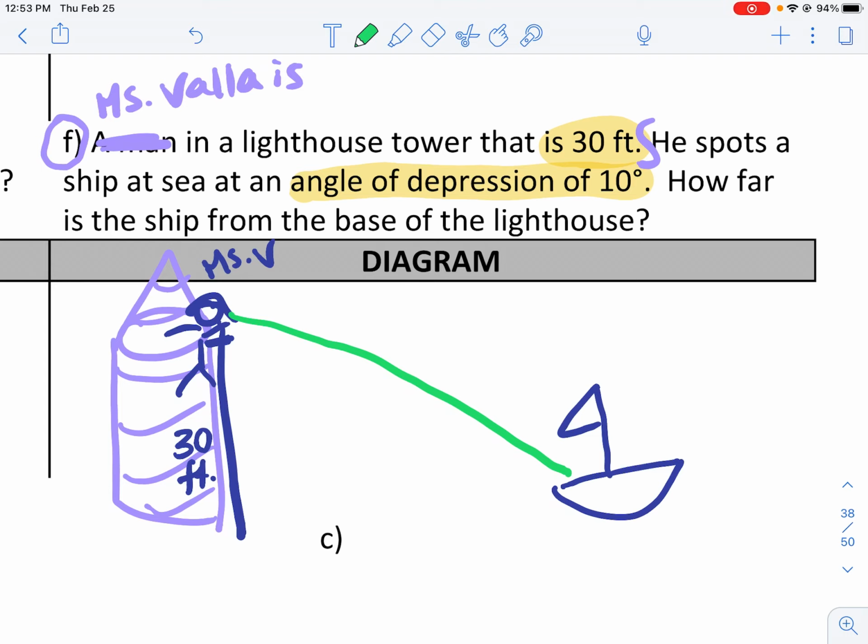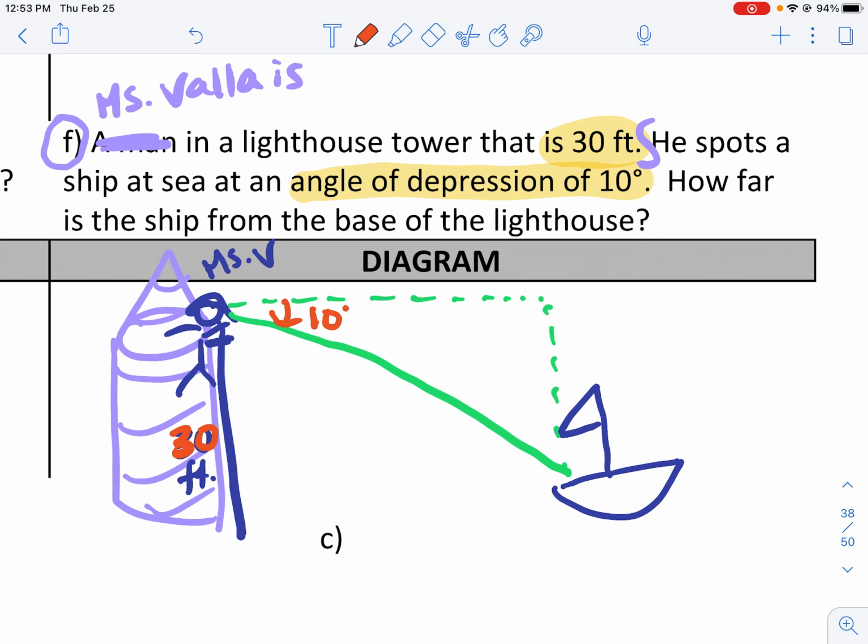Now she sees the ship, right? Angle of depression means we're actually not going to draw a triangle up. We're going to draw a triangle that's going almost down, right? This angle is what she sees from here to here. That's our angle of depression. She's looking down at the boat, right? Okay. Yep, right there, guys. Sorry, I had to play around with it. So if you look here, let's put in the numbers we know. We know this is 30 feet. We already did that. We know this is 10 degrees.